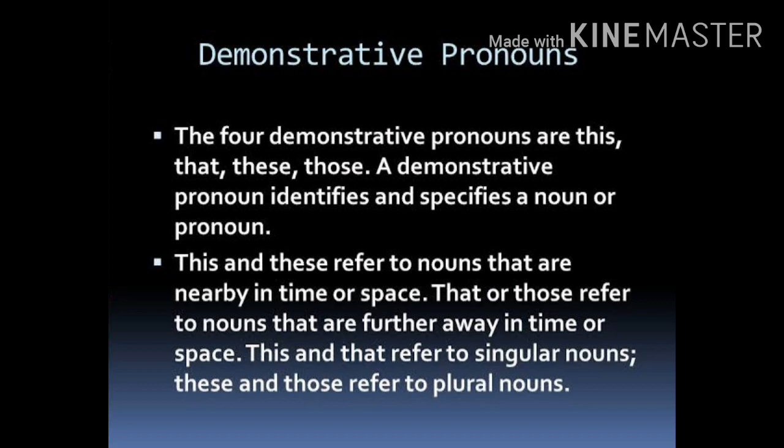The four demonstrative pronouns are this, that, these, those. A demonstrative pronoun identifies and specifies a noun or pronoun. This and these refer to nouns that are nearby in time or space. That or those refer to nouns that are further away in time or space. This and that refer to singular nouns. These and those refer to plural nouns.